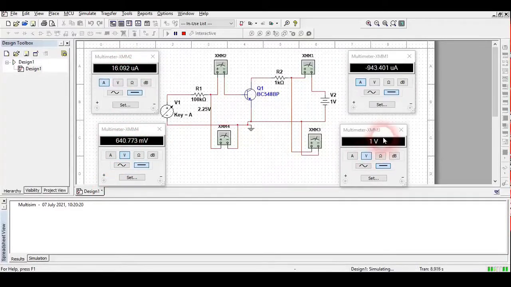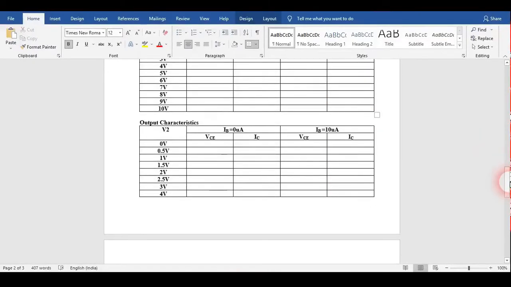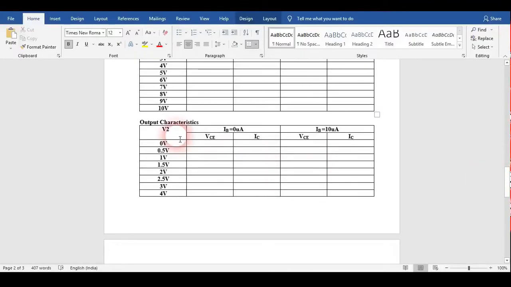Okay, so for 1 volt of VC we are getting different values of IB and VBE. We are going to use these values to fill this observation table, and we will plot the graph.